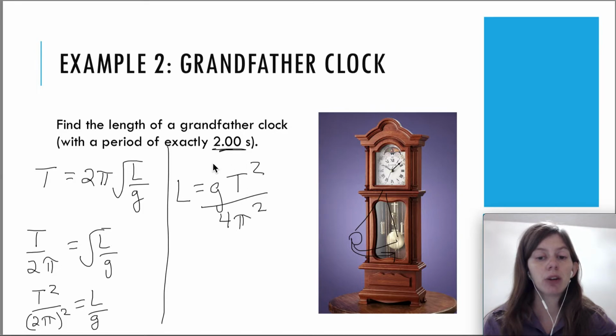T here is 2 seconds. g is 9.8. We're going to assume we're on the surface of the Earth because we're not told otherwise. So that means that when you plug in all these numbers, you're going to get 0.93 meters. So that's why these grandfather clocks are very big. You need a big length in order to be able to oscillate at that specific time.